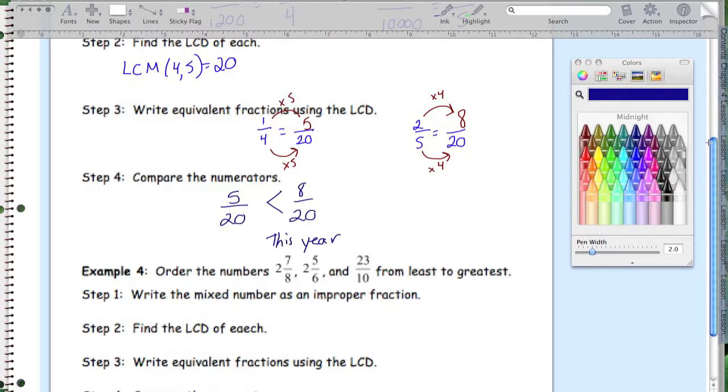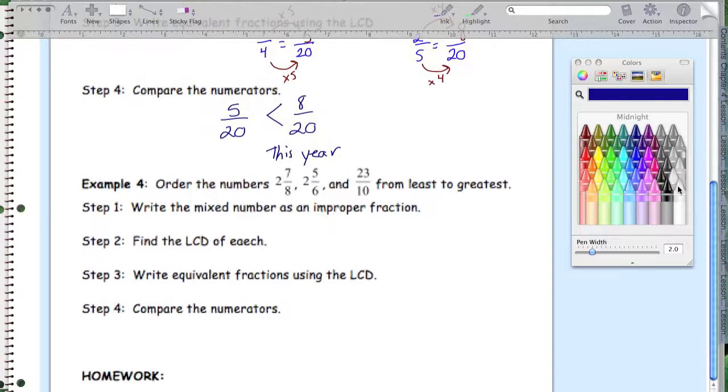Okay? All right, now let's apply this to something not so concrete as that word problem. It's just ordering the numbers from least to greatest. So first, write the mixed numbers as improper fractions. For this first one, it's going to be 8 times 2 is 16. 16 plus 7 is going to be 23. And I keep the denominator, 23/8. This one, 2 and 5/6. 6 times 2 is 12. Plus 5, I get 17/6. And then the last one is 23/10.